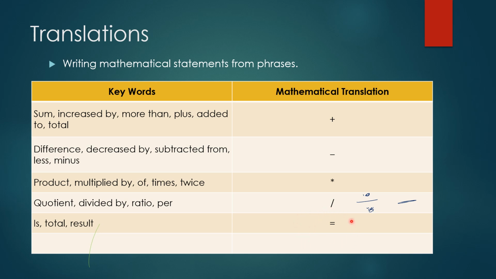The equal sign we haven't discussed yet. That'll be more when we talk about the next video about linear equations or algebraic equations. But if you see an equal sign, then we're talking about is, total, or a result. We could also say the word yields is another way of saying equals. What we're going to do now is we're going to look at some examples and translate from the English phrase to the mathematical.